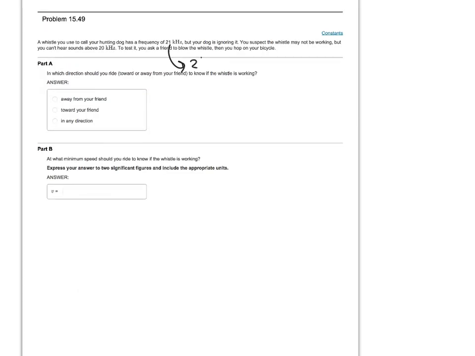Alright, for this problem here, we have a potentially broken dog whistle with a frequency of 21 kilohertz, which is the same as 21,000 hertz. And you want to test to see whether or not it's broken, but you unfortunately can't hear sounds above 20 kilohertz or 20,000 hertz. And so in order to test this, you have your friend blow the whistle, and you're either going to move towards or away from that whistle in order to have a Doppler effect occur so that the frequency of the whistle becomes 20,000 hertz or less, to a point where you can actually hear it.